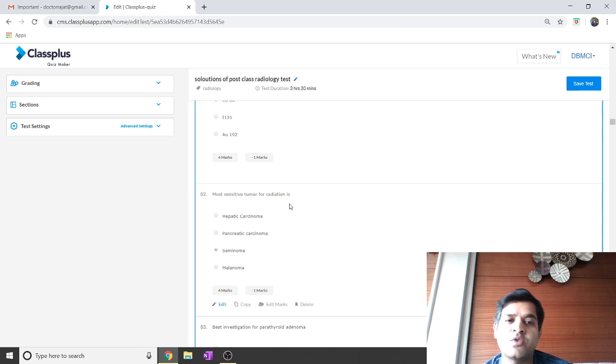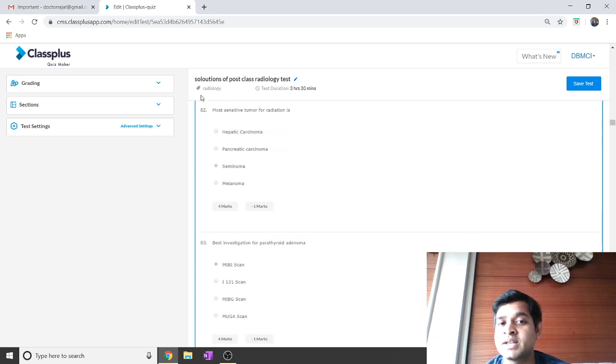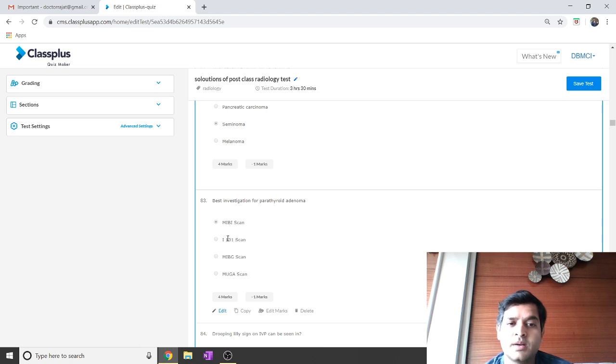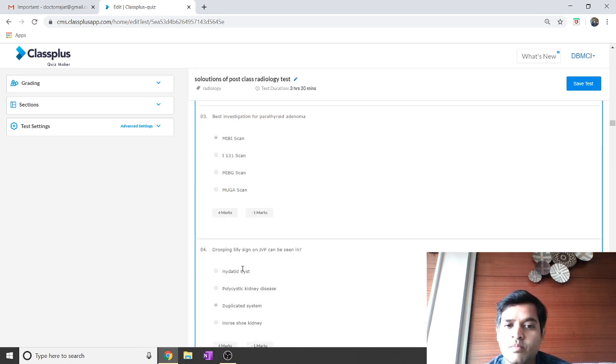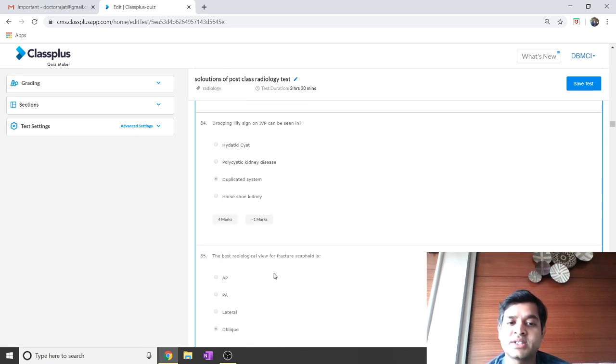Most sensitive tumor for radiation, answer is seminoma. The mnemonic is Wilms, Ewing's, lymphoma, myeloma and seminoma, whereas HOMP is resistant. MIBG scan is used for parathyroid adenoma. Drooping lily sign on IVP is seen in duplicated system.